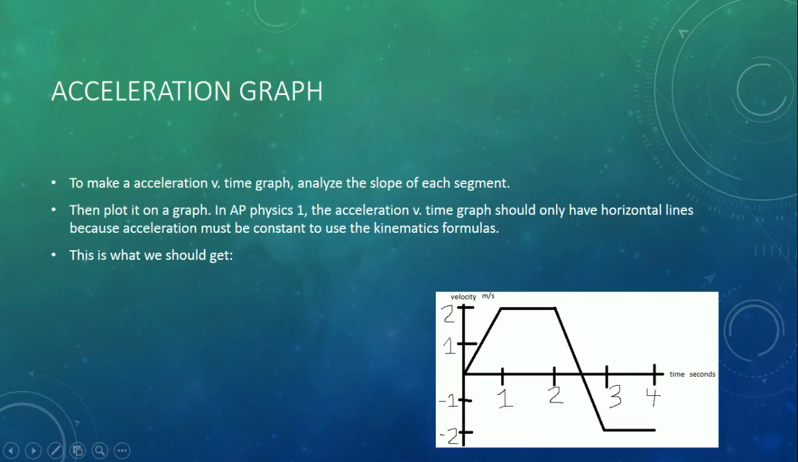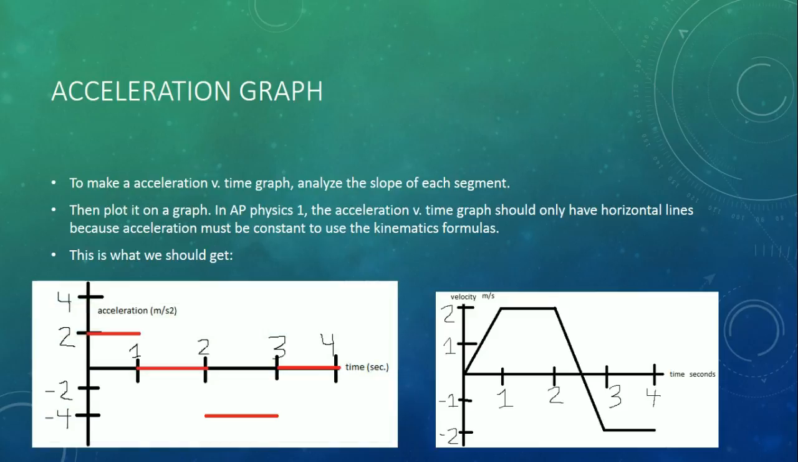This little segment here is 1, 2, 3, 4, so the rise is negative 4 over 1, because it's a 1 second difference. So negative 4 is the slope of this, and then the slope of this part is rise over run, so it didn't rise at all, so 0 over 1 is 0. So basically, if we plot this on a graph, we should get this.